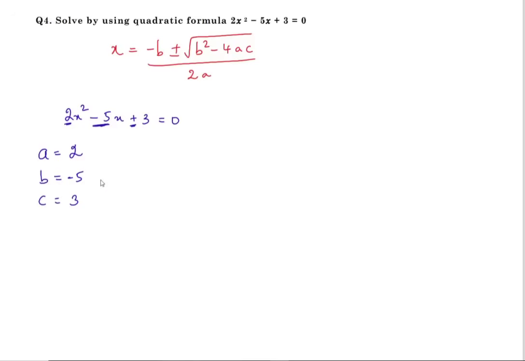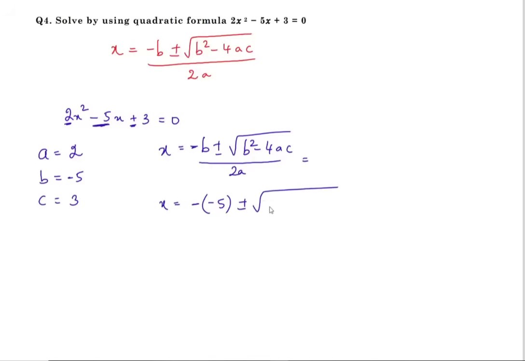Now substitute all these coefficient values in the quadratic formula. What is the quadratic formula? I am writing again so that it is practice for you. x equals minus b plus or minus root b square minus 4ac by 2a. x equals minus, in the formula as it is, b value is what? Minus 5. Don't get confused with the b value. Plus or minus square root of b square is minus 5 whole square.